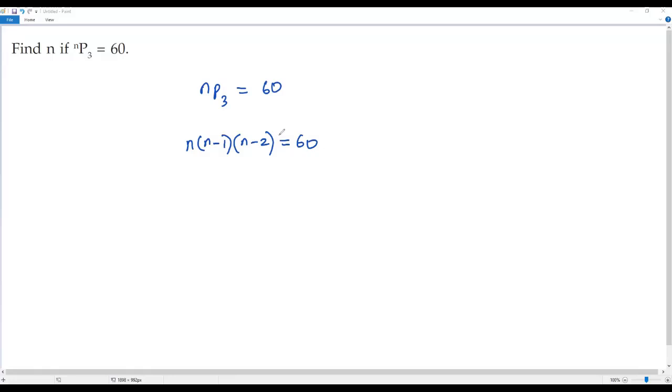Now let's write 60 as a product of 3 consecutive integers in descending order. For that, we can decompose 60 into its prime factors. Since 60 is even, we divide it by 2 and get 30. Again 30 is even, so dividing by 2 gives 15. Now 15 is odd and a multiple of 3, so we divide by 3 and get 5. Once we get a prime number, we stop. So 60 can be written as 2 times 2 times 3 times 5. We can verify: 2 times 2 is 4, 4 times 3 is 12, 12 times 5 is 60.